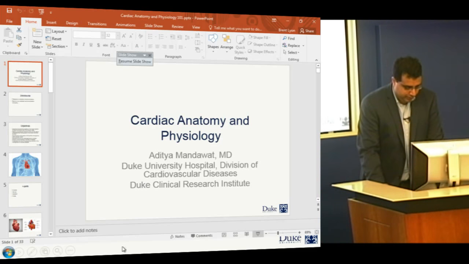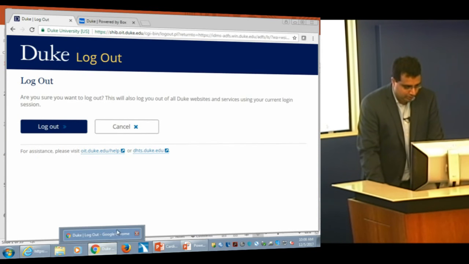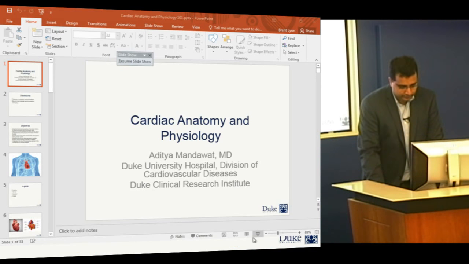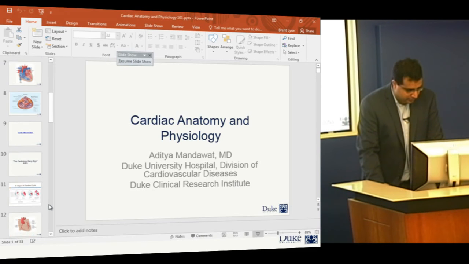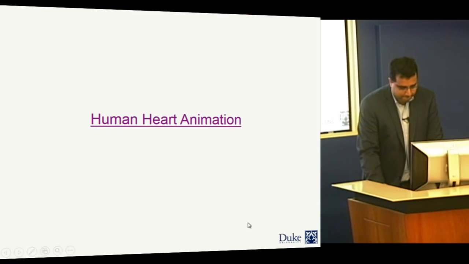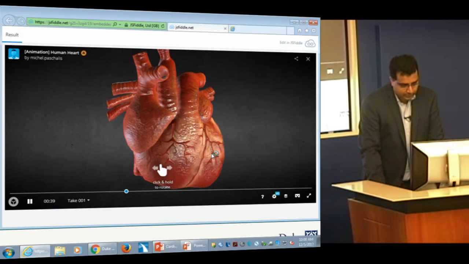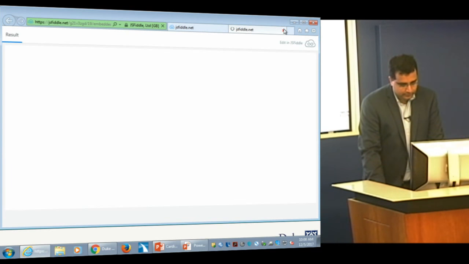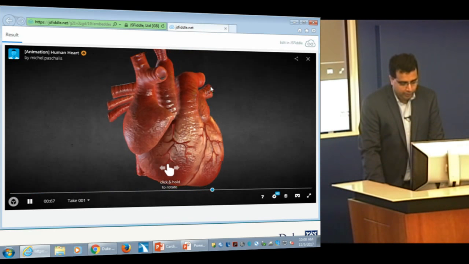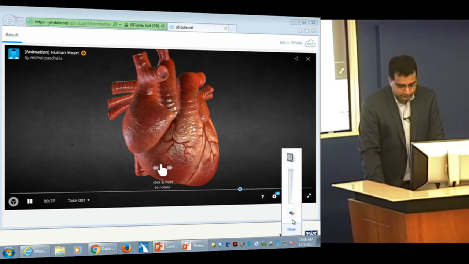What I want to show you is what the heart looks like when it beats. And let's see if we can get this to work here. Okay, so we're there.